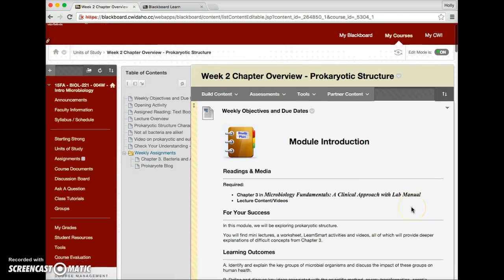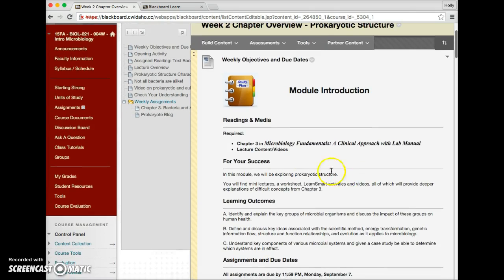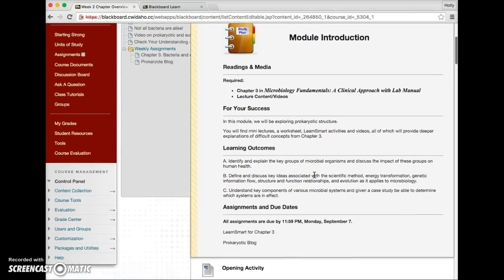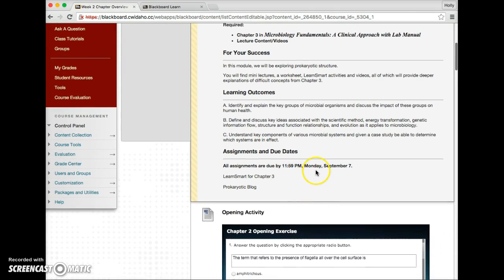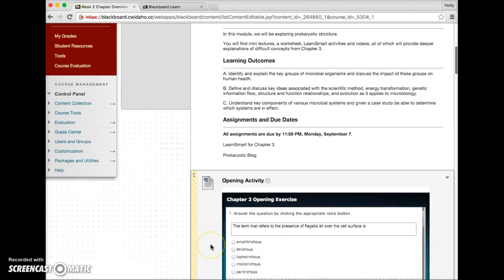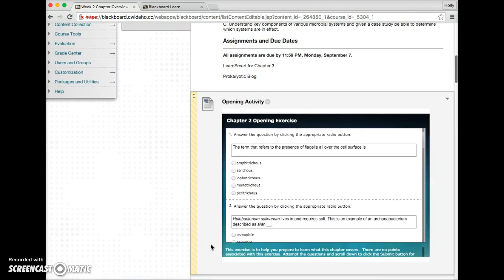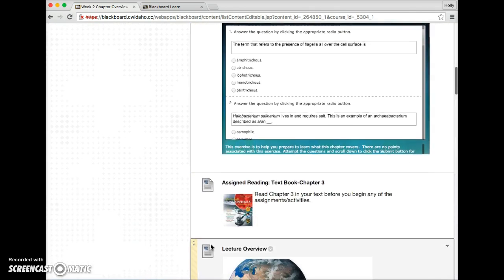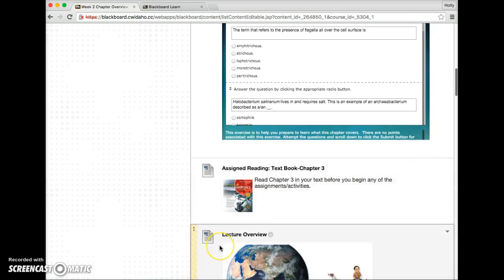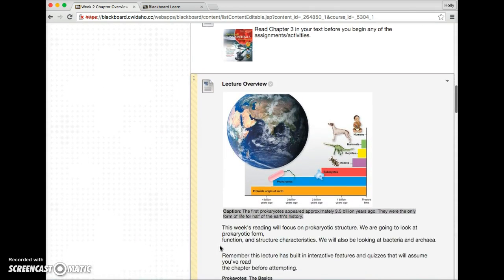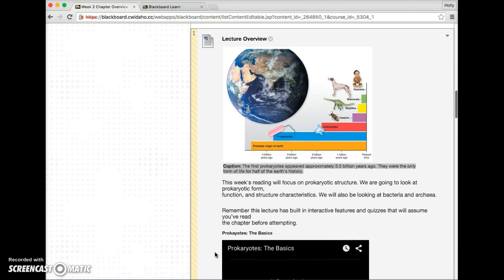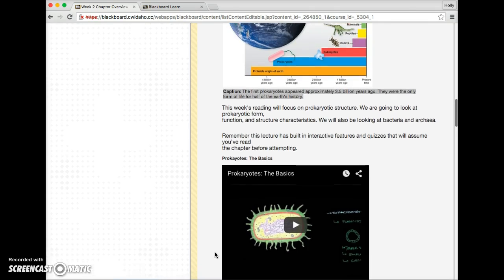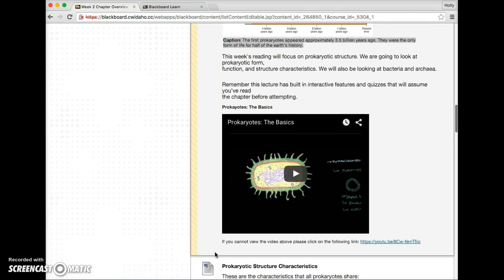You'll see that I have at the start again weekly objectives and due dates. So it has the required reading, what learning outcomes they should expect, and then it has the assignments and their due dates. As we go down, there's an opening activity, which is basically a pretest to see what they know. It's interactive. I have then my assigned reading for the textbook, and the lecture overview, which basically took my closed captioned transcripts and put them into some displays along with some videos that Christine found to supplement these.